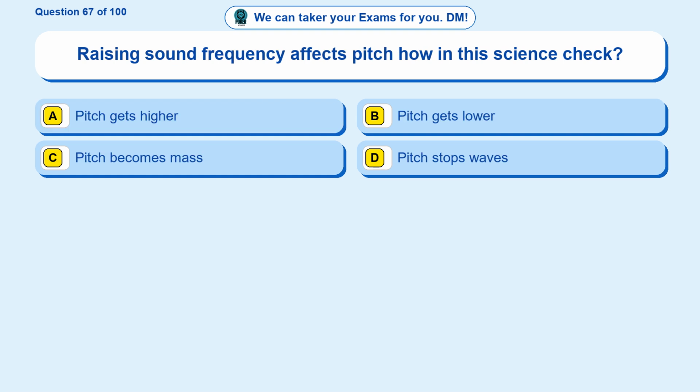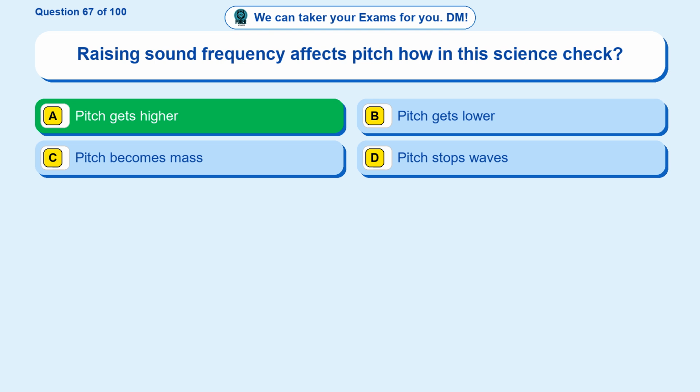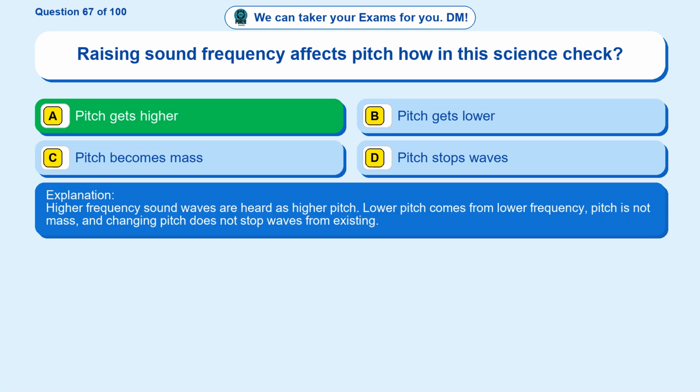Question 67. Raising sound frequency affects pitch how in this science check? Option A, pitch gets higher. Option B, pitch gets lower. Option C, pitch becomes mass. Option D, pitch stops waves. The correct answer is option A. Pitch gets higher. Higher frequency sound waves are heard as higher pitch. Lower pitch comes from lower frequency, pitch is not mass, and changing pitch does not stop waves from existing.